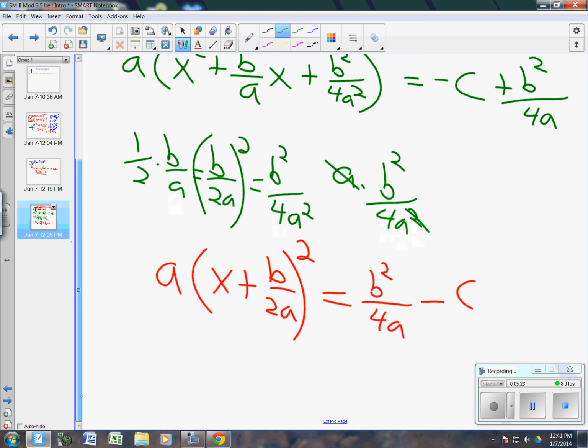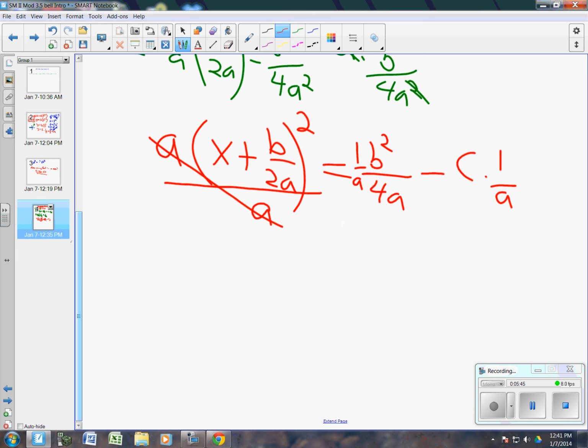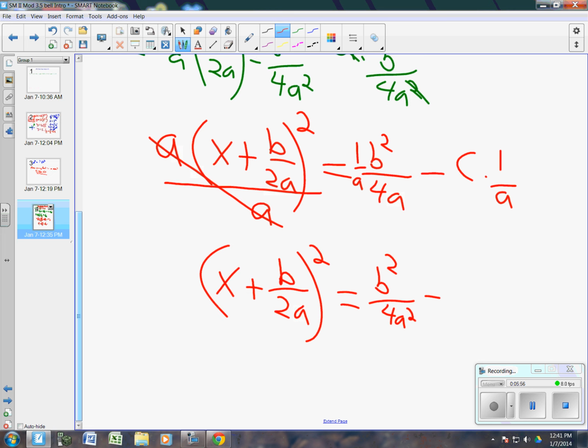Okay? Now, we are going to divide both sides by a at this point. And think of dividing by a by timesing by 1 over a. And if I do that, these cancel out, and I get x plus b over 2a squared equals, and if I times these together, I get b squared over 4a squared minus c over a.